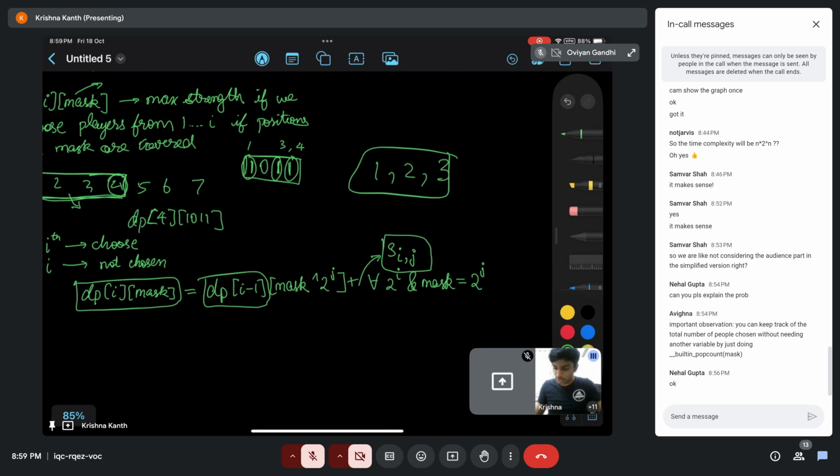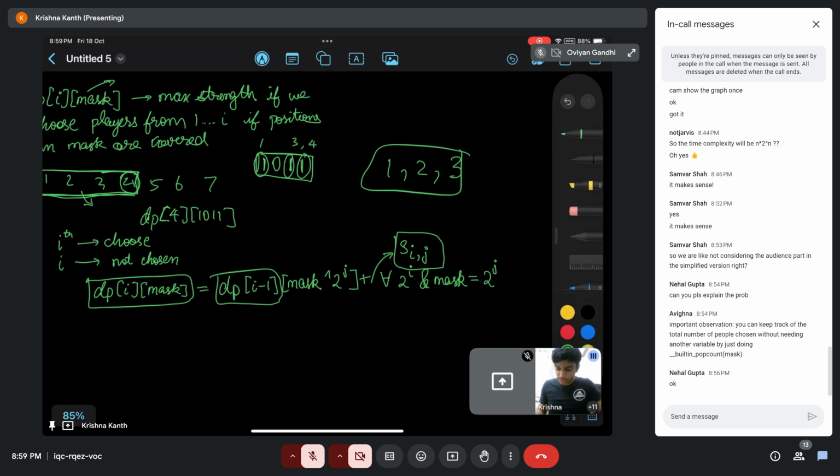Does this make sense? This is like a bitmask transition. And considering that we are taking him, otherwise the answer can just be the maximum of this, or we can just not choose him. It can just be DP[i-1][mask] also. If this makes sense, can you just let me know?